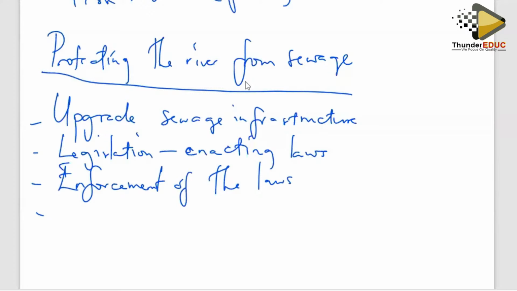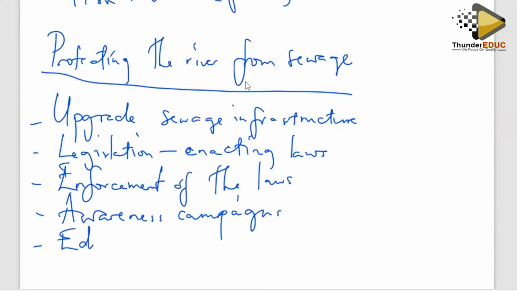And also, there must be awareness campaigns. Sometimes people do things out of lack of knowledge. Go to the communities and make them aware of the dangers of polluting the river. Using education as a tool can also be an effective measure. Educate the societies and the communities on the dangers of polluting the rivers, creating public awareness.